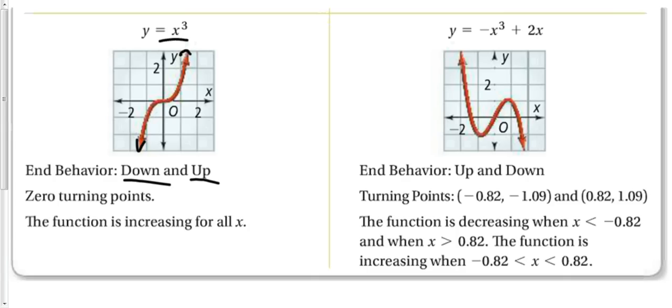For the second one over on the right, we can see that the leading coefficient is negative and the exponent is odd. So that means my end behavior is up and down, which means up as it goes to the left, down as it goes to the right. And this particular graph back on the left has no turning points. This one has 2.